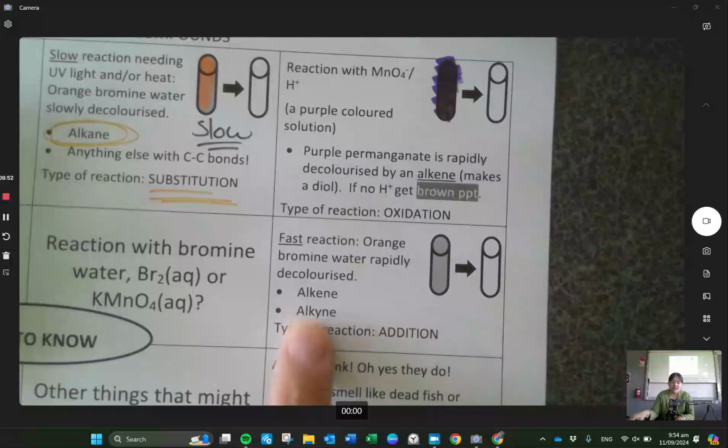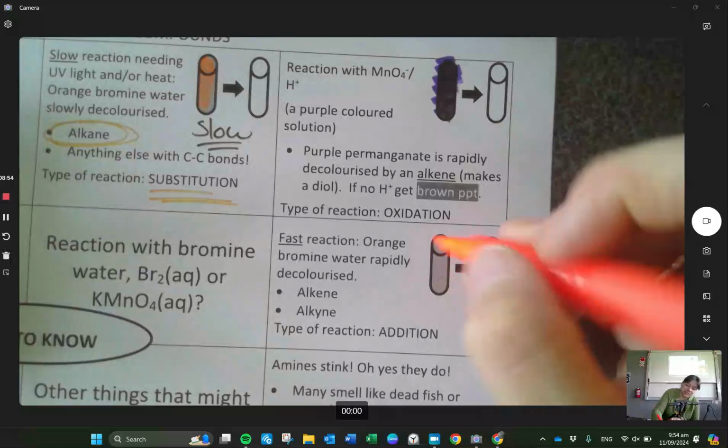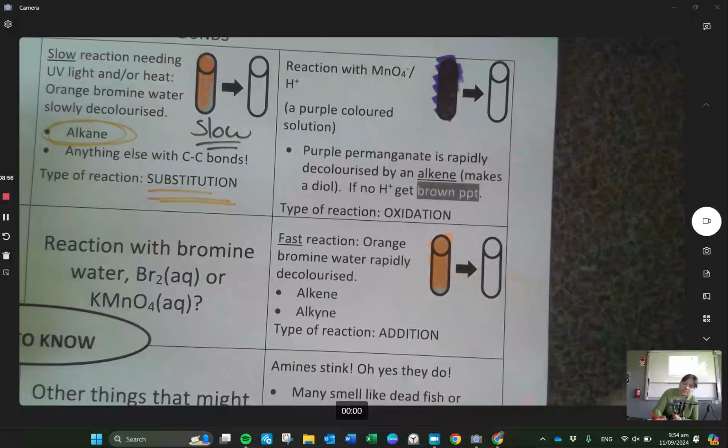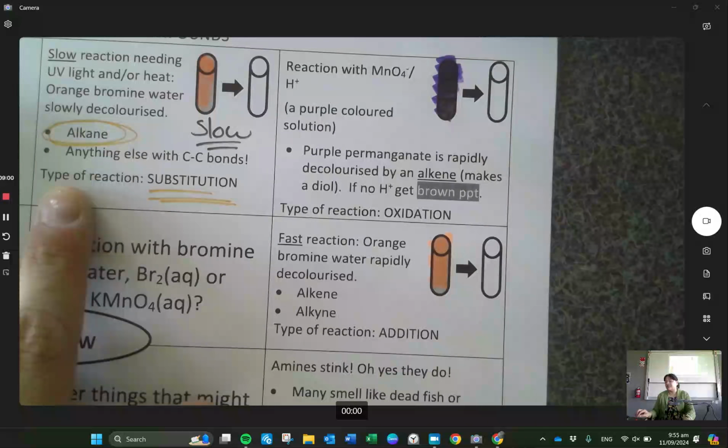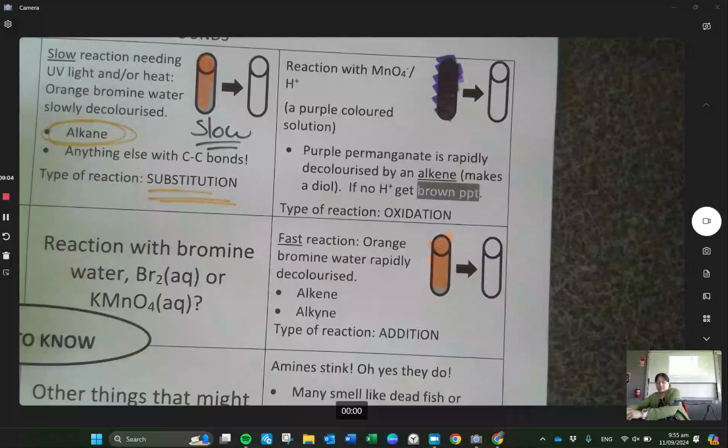So we can see that with any double bond or a triple bond. This is an addition reaction, so we see it going from orange to colorless. If it was an alkane, that reaction would still occur, except it will be very slow. So the key in that one is that it's going to be fast. So speed is another way that we can distinguish stuff.